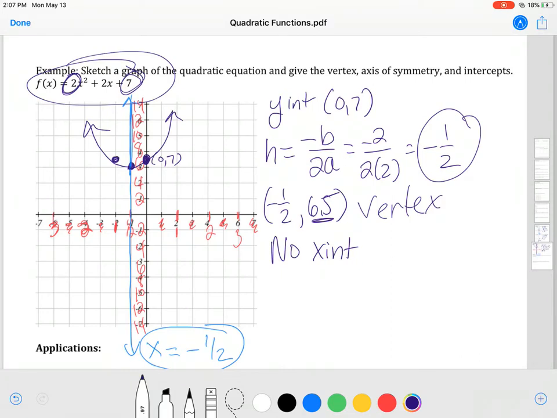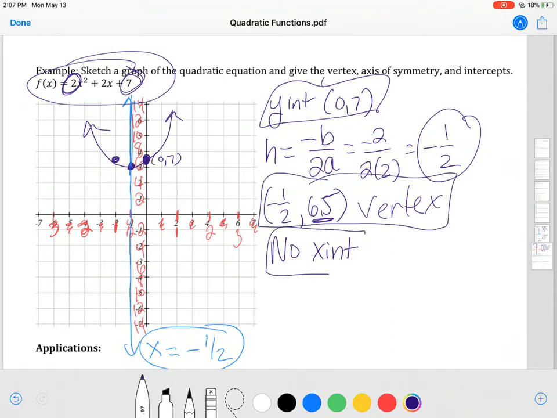Let's see. I think we got everything else. We got the y-intercept is 0, 7. We got our vertex. We know that there are no x-intercepts. And we got our axis of symmetry, which is x is equal to -1/2.